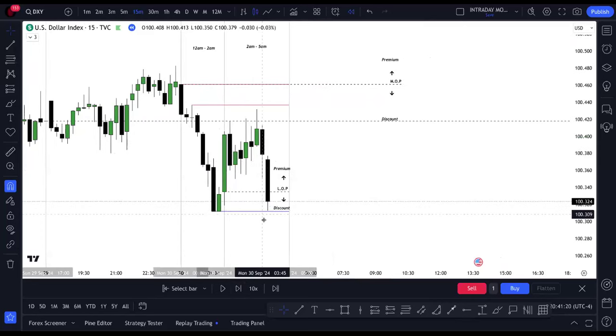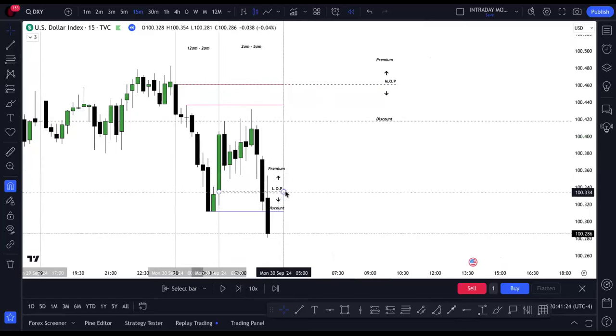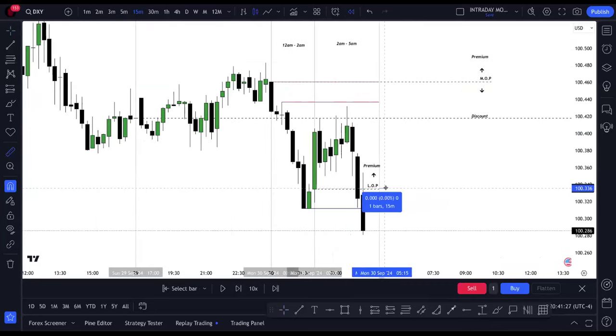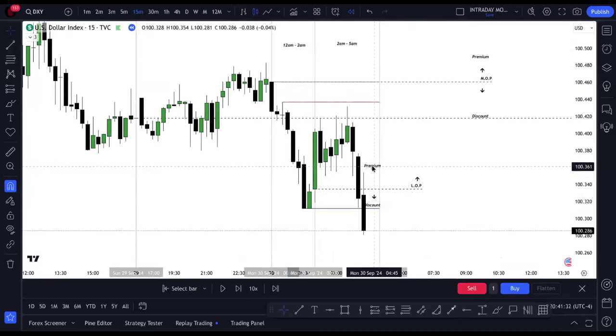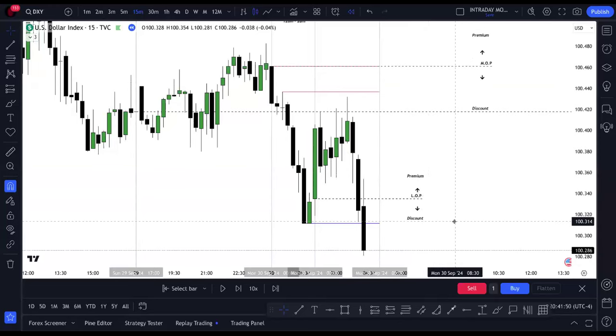Price comes down, does what? Takes out sell side. Takes out sell side liquidity pool and raided that one side of the market. Why'd my music stop? Whatever. Now price is in a discount.